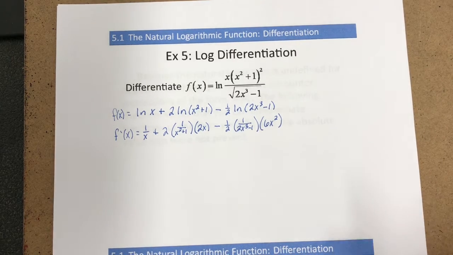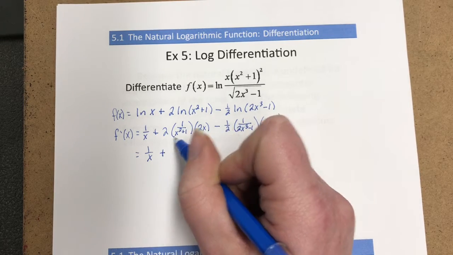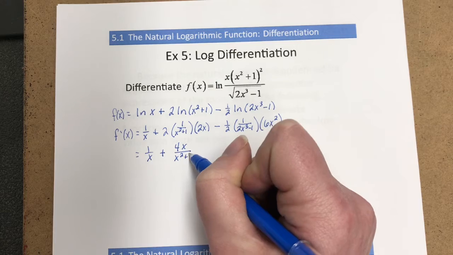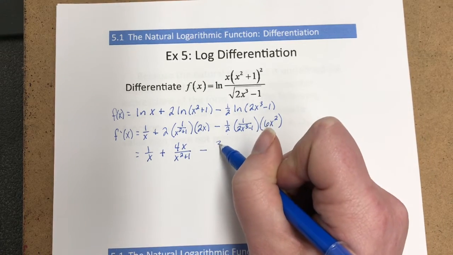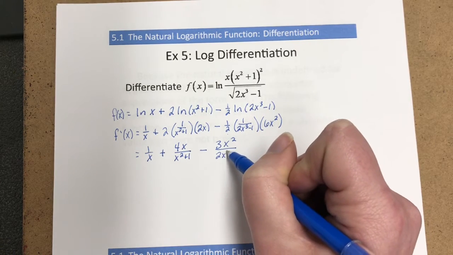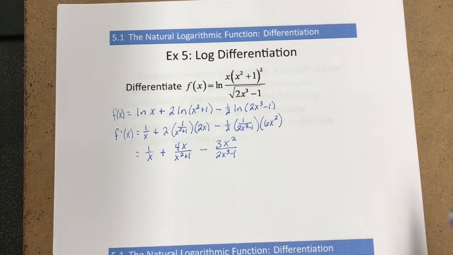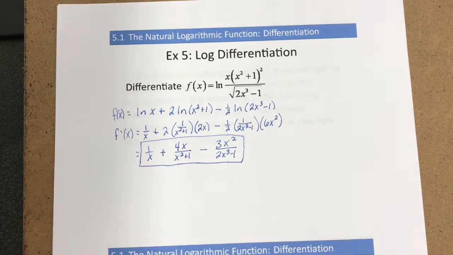Now I just have to simplify. So I'll leave this as 1 over x. And then here I would wind up with 4x over x squared plus 1. And then here I can take half of 6. That's where I'm getting the 3x squared from, over 2x cubed minus 1. Now if you want to, you can get a common denominator, but I am perfectly fine leaving this as your final answer.